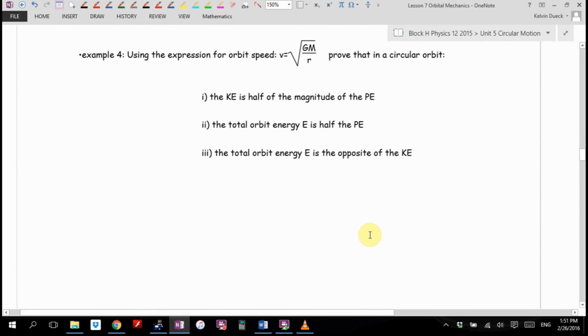Example 4 says this. Use the expression for orbit speed, which was the square root of big G, big M over R. Prove that. Okay. Well, remember this. PE equals negative big G, big M, little m over R. That's how much potential energy you have in orbit.